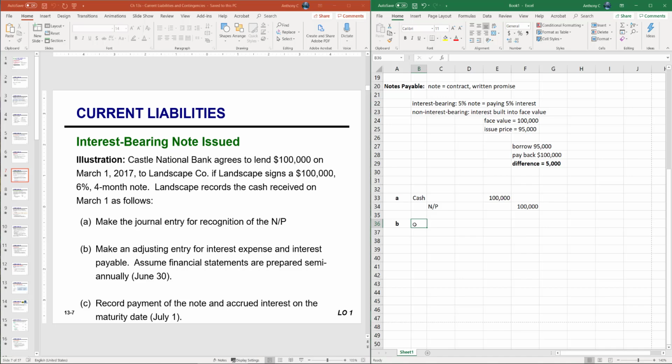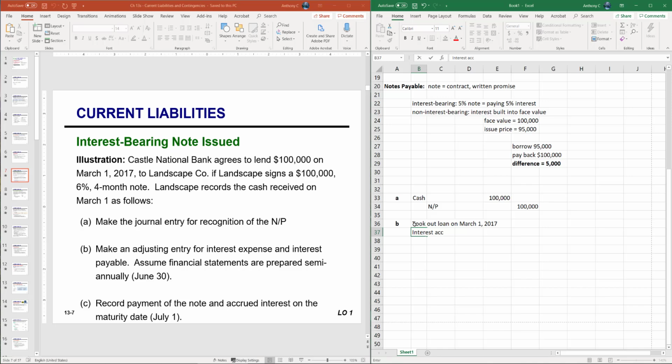All right, so part B, we'll make an adjusting entry for interest expense and interest payable, and we'll assume financial statements are prepared semi-annually. Okay, so now we're accruing interest. All right, we took out the loan on March 1st, 2017, and we're making this adjusting entry as of June 30th.